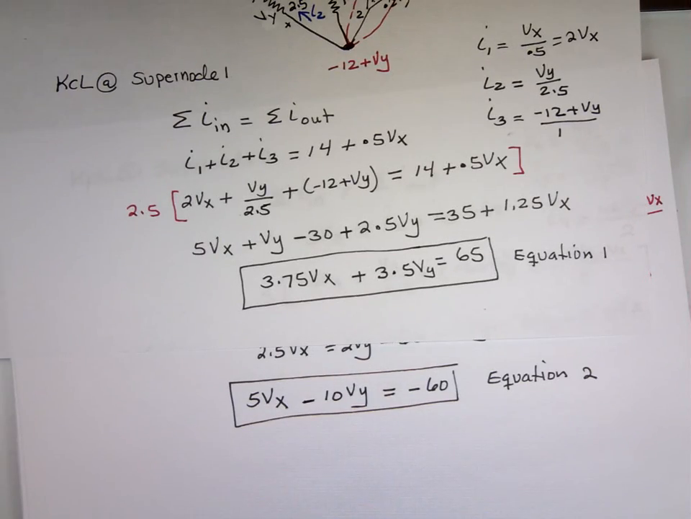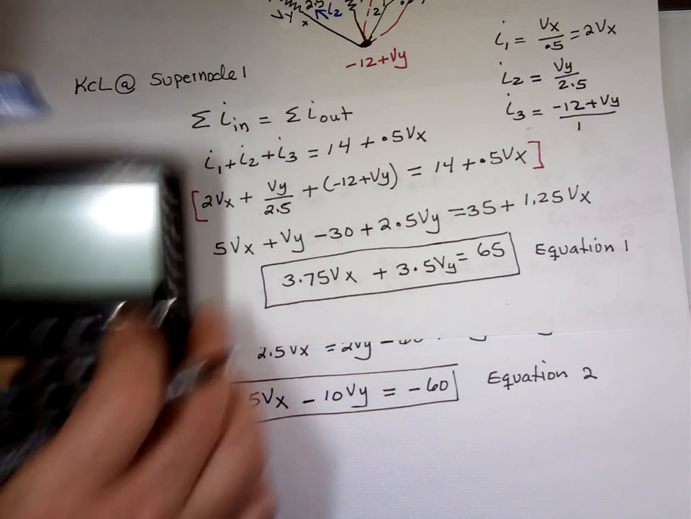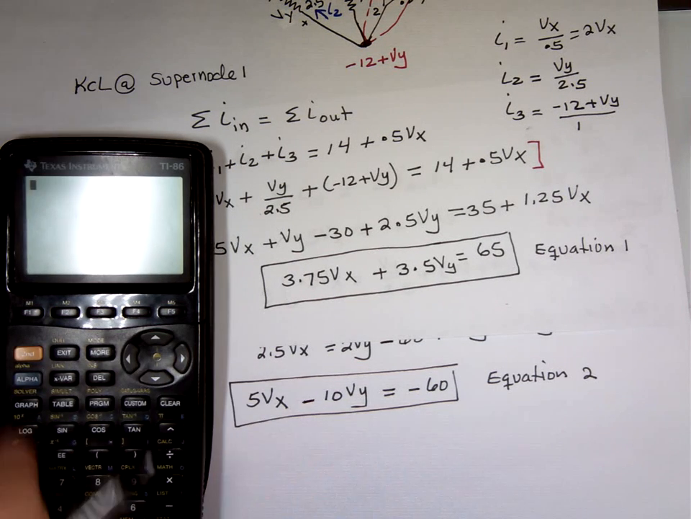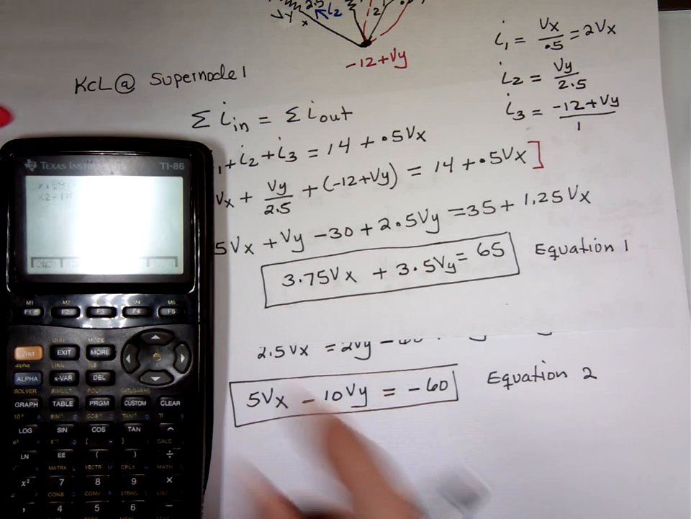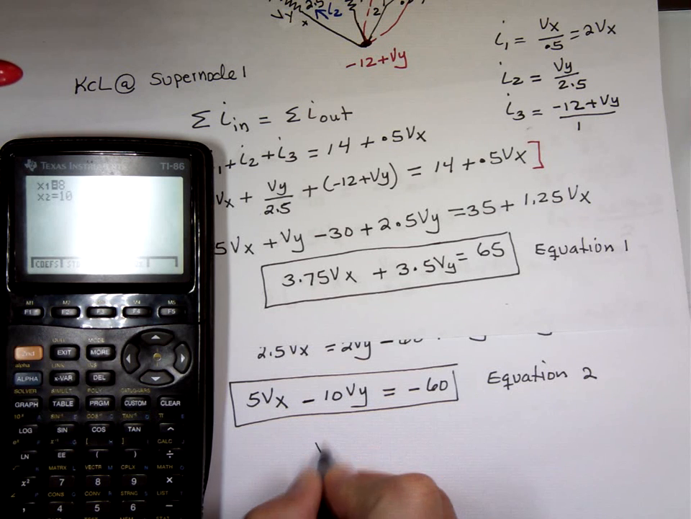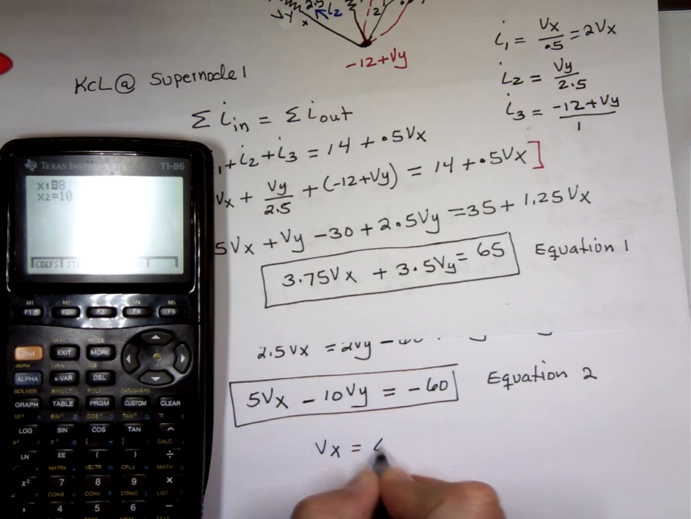Solve them any way you want to. I'll go on my calculator here. Simultaneous, 2 equations. 3.75, 3.5, 65. Next one, 5, negative 10, negative 60. Solve it. I got Vx equals 8. Vy equals 10 volts.